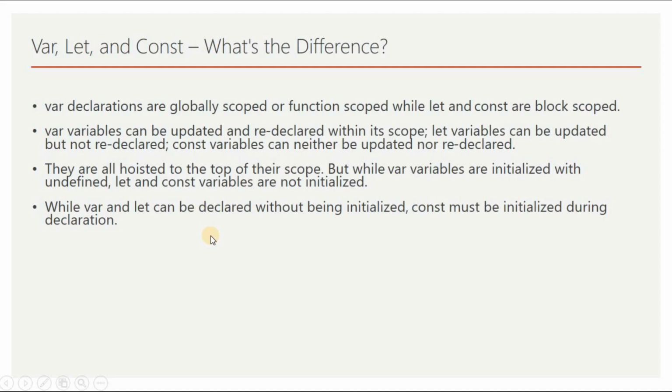So to come to the conclusion, what is the difference between var, let and const? Var declarations are globally scoped or function scoped, while let and const are block scoped. Var variables can be updated and redeclared within their scope. Let variables can be updated but not redeclared. Const variables can neither be updated nor redeclared. They are all hoisted to the top of their scope, but while var variables are initialized with undefined, let and const variables are not initialized and will throw an error. While var and let can be declared without being initialized, const must be initialized during the declaration.